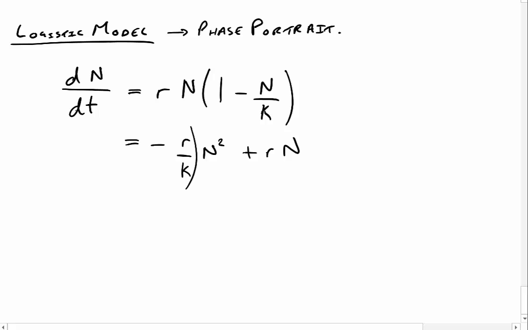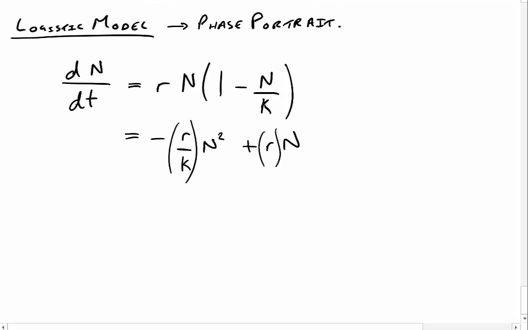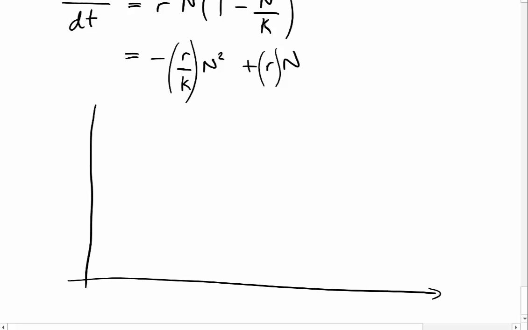So effectively what I've got here is a negative quadratic, where r over k is just a coefficient, and r is just another coefficient. So my rate of change of my population with respect to time using a logistic model is a negative quadratic involving my population. When I try and draw this out, here I've got my dn by dt, and here I've got my population n. So the rate of change of my population is on this axis, and my population is on this axis.